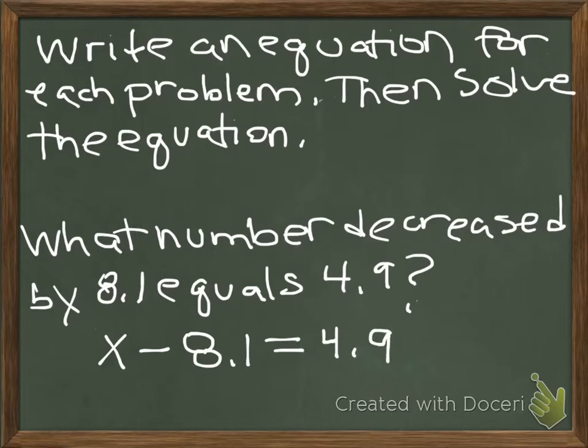We're going to solve for x, so we have minus 8.1. We need to add 8.1 to give us 0. And then x would be 4.9 plus 8.1, which is 13.